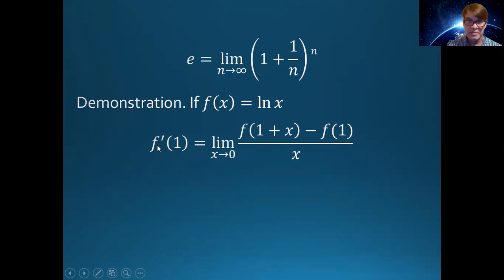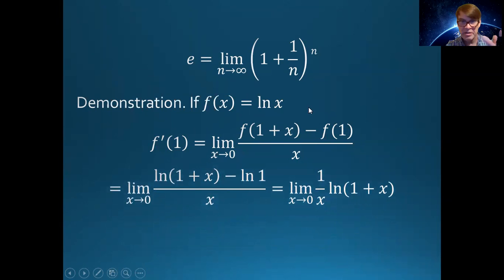So 1 equals the limit as x approaches 0 of the function at 1 plus x minus the function at 1, all over x. Well, what is the function? The function is the natural log of x. So let's plug in the natural log of x. The limit as x approaches 0 of the natural log of 1 plus x minus the natural log of 1, all over x. Well, the natural log of 1 is 0, so that disappears, and we're left with this.